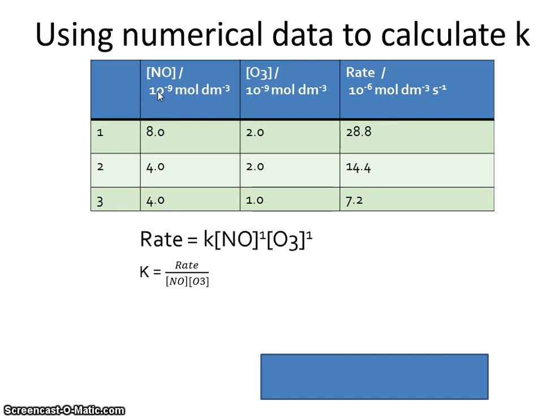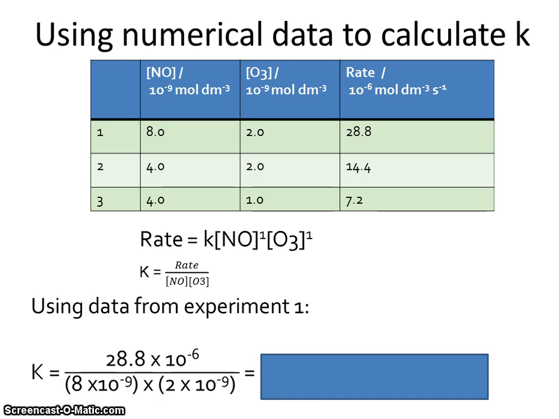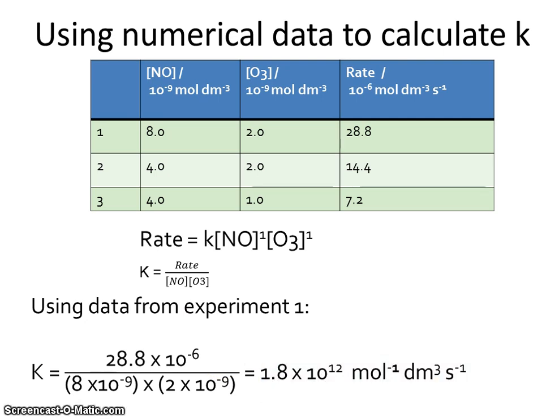So pause the video while you work out how to find k, and let's assume that we're using the data from the first line of this table of data here. So this is the kind of thing you'll be doing. You'll be finding the rate of reaction, remembering the power of 10, and dividing through by the corresponding concentrations that produce that rate. So we get an expression like this for k. So now let's see if you can actually get a number out for that. And what you should find is you get a number 1.8 times 10 to the power 12.